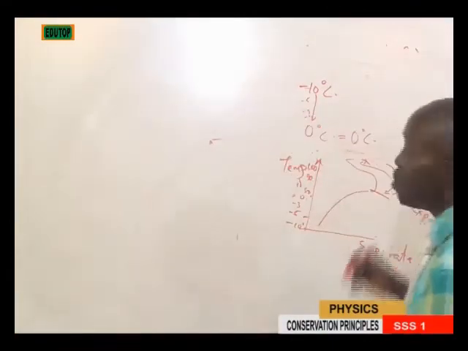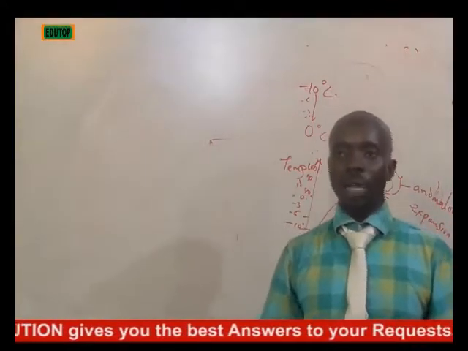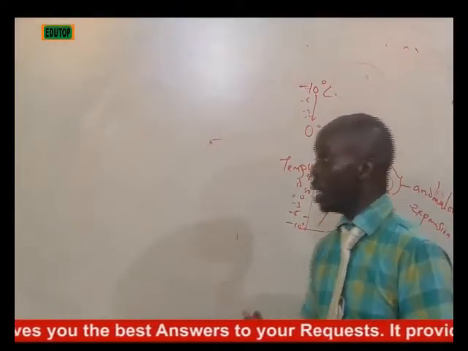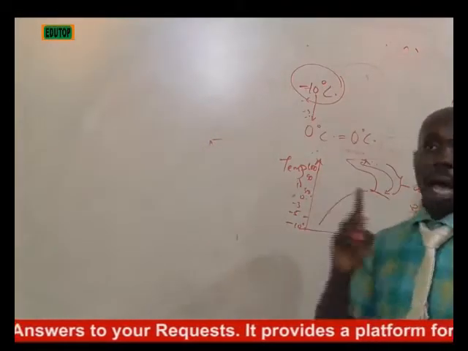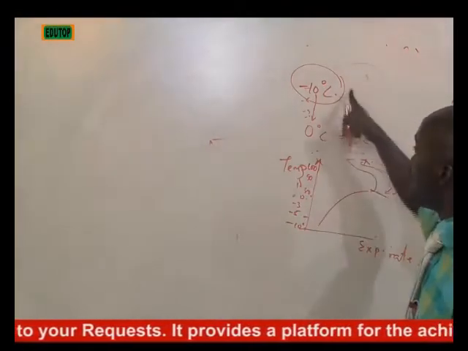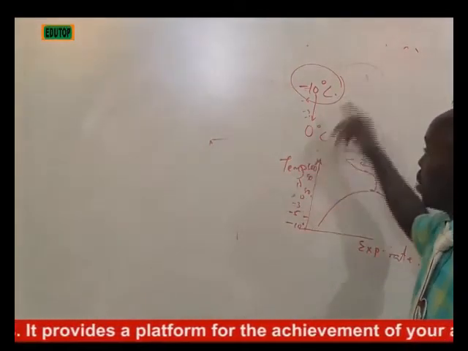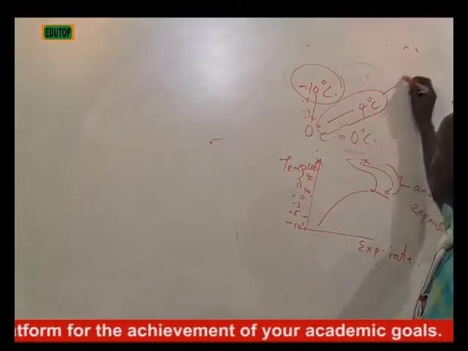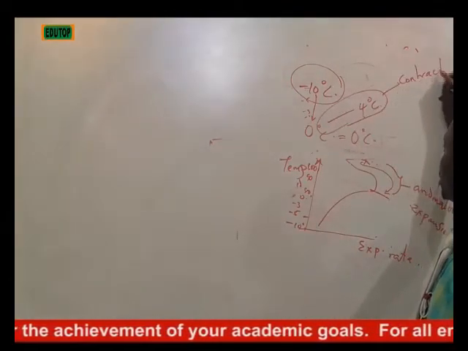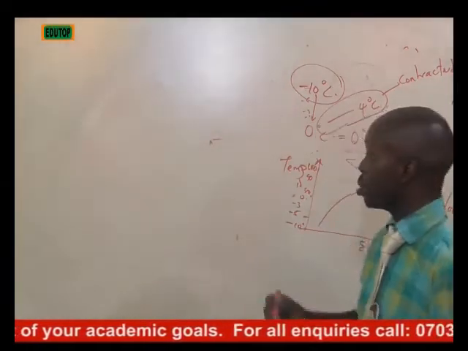So it means that if you are being questioned or quizzed to explain anomalous expansion of water, you just say it's a situation whereby when water is at 0 degrees Celsius and being subjected to heat, it tends to expand continuously until 0 degree. Now, from 0 degree to 4 degrees Celsius, it contracted. It did not expand. It contracted before expanding again. So at that region, anomalous expansion had occurred.